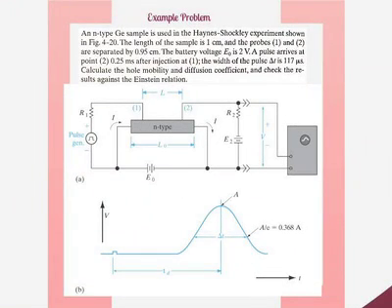Okay, let's look at this particular example problem. And again, I want you to think through this yourself first before we look at it. It's the same example we just looked at. You have an n-type germanium sample. It's used in the Haynes-Shockley experiment shown in the figure. The length of the sample is 1 centimeter. And the probes 1 and 2 are separated by 0.95 centimeters. The battery voltage is 2 volts. The pulse arrives at 0.25 milliseconds after injection. The width of the pulse delta t is 117 microseconds. Calculate the hole mobility and the diffusion coefficient and check the results against the Einstein relation.